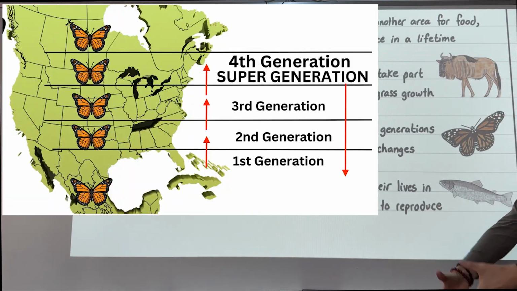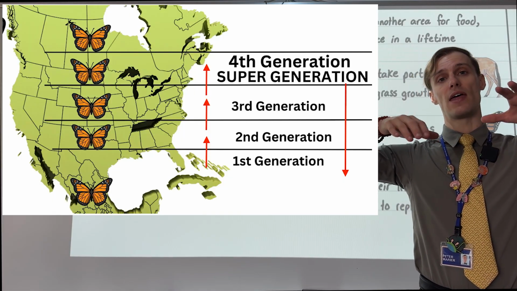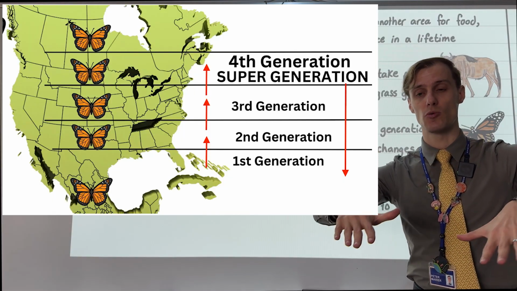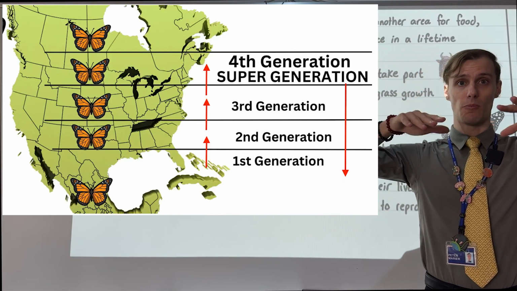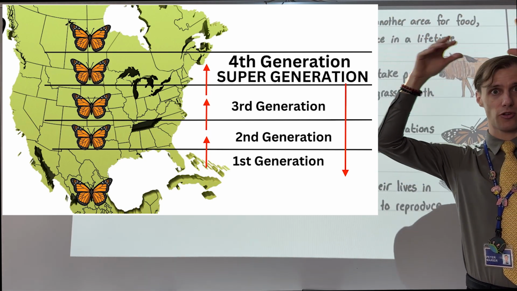And as they start to migrate up, a population is going to migrate north, and then they'll breed, and then the new generation will continue to migrate north, they'll breed, the third generation will migrate north, and they'll finally hit their northern areas.